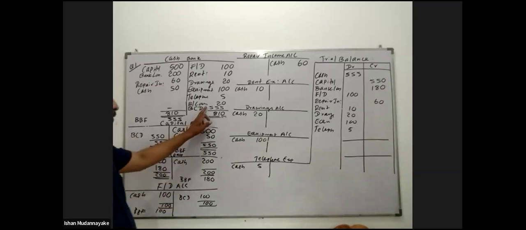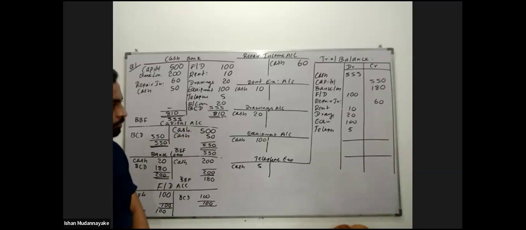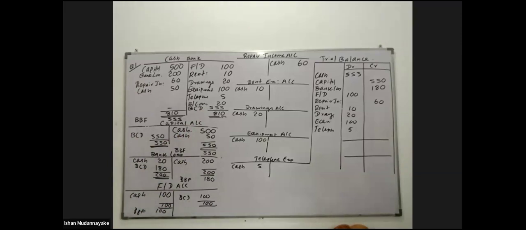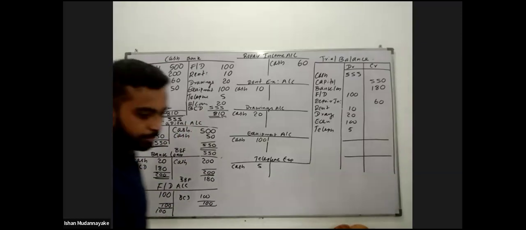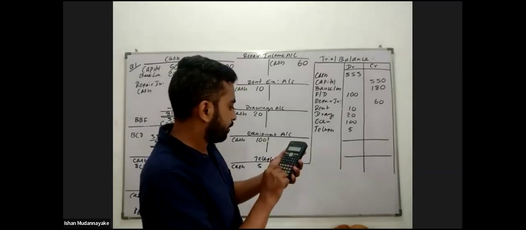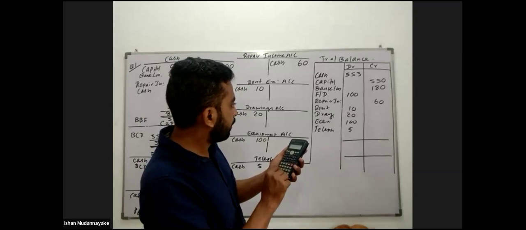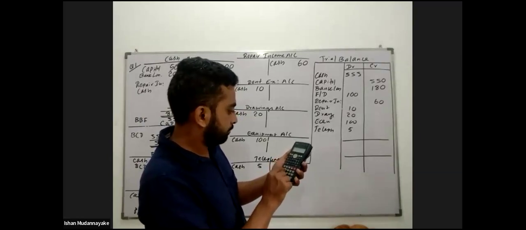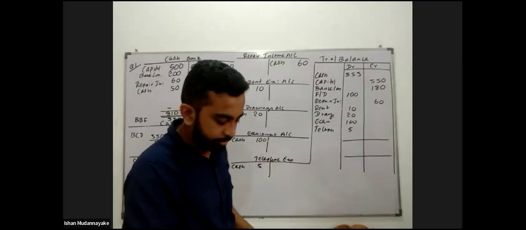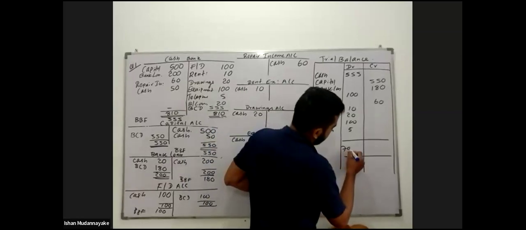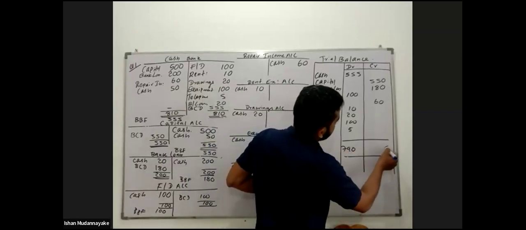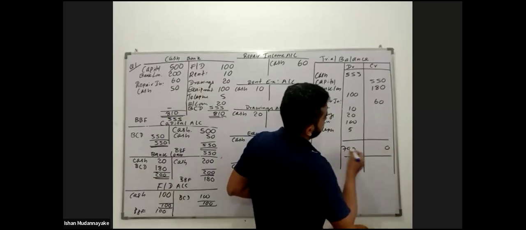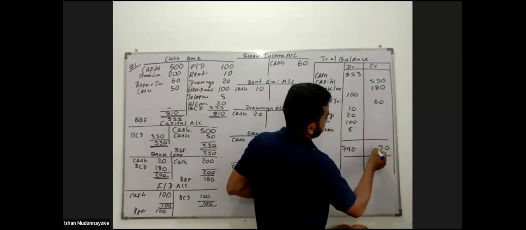Cash closing balance 555. But then here, how much is the balance? 555 plus 100... Yes, 790. 790,000 total amount. Credit side is also the same.